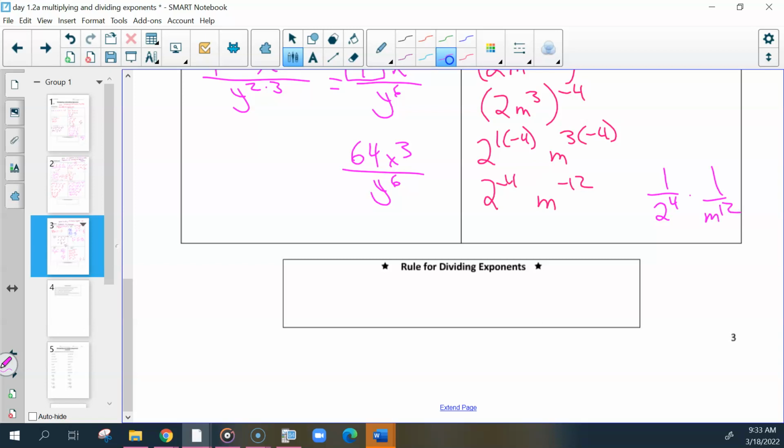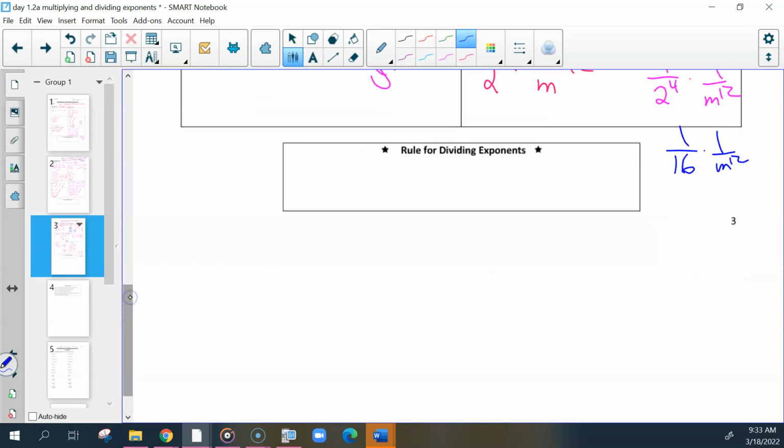Now we need to figure out what 2 to the 4th would be. 8. No, it would be 16. 2 to the 3rd would be 8. And we need to write this as a condensed fraction. What would that be? 1 over 16 m to the 12th.